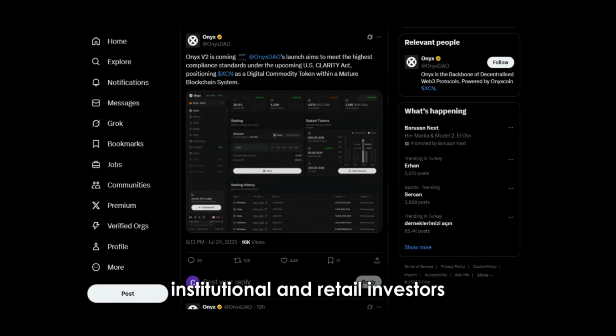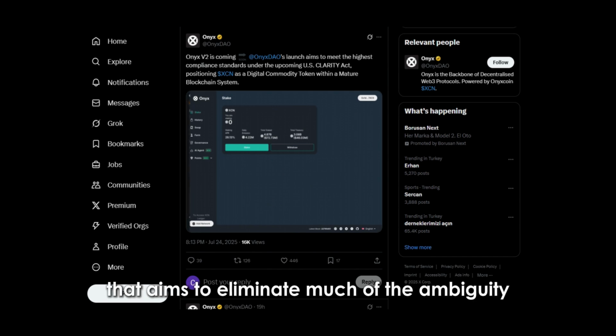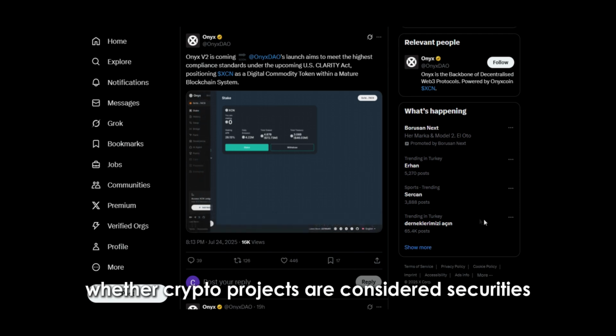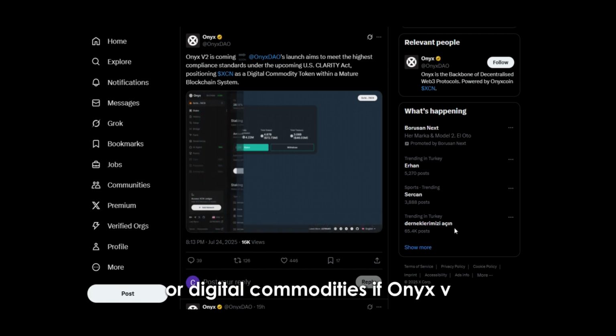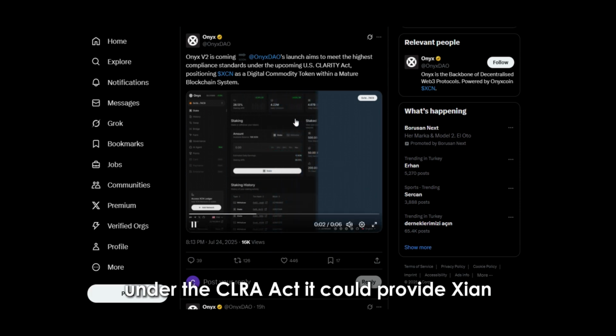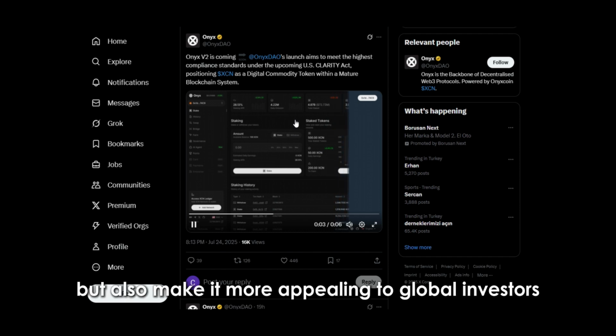The CLRA Act is a proposed law in the U.S. that aims to eliminate much of the ambiguity around the legal classification of digital assets. It can make it more transparent whether crypto projects are considered securities or digital commodities. If Onyx V2 is built to meet the highest compliance standards under the CLRA Act, it could provide XCN not only with a solid legal foundation, but also make it more appealing to global investors.